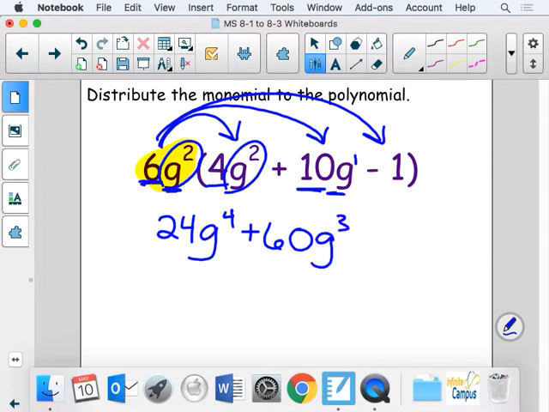And finally, I have 6 times negative 1, which is negative 6. And then g squared times nothing, the g's don't change. We still have g squared. And that is your final answer.